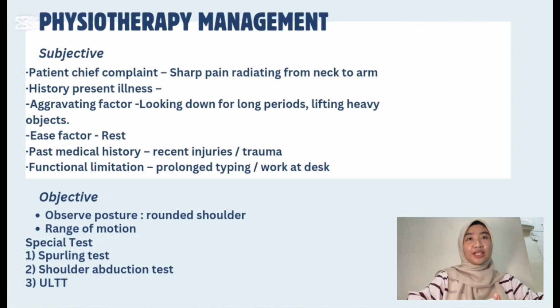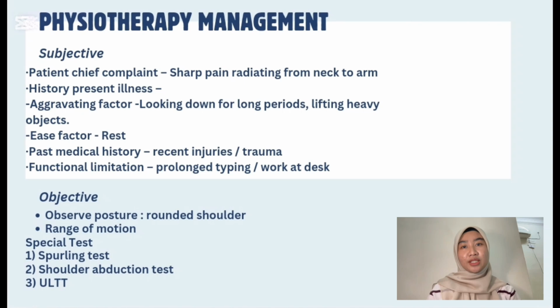Next is the objective section, where we document the findings from the patient. For the observation, the postural assessment shows forward head and rounded shoulders, and range of motion is limited in cervical extension, side bending, and rotation on the right side. We also do special tests like the Spurling test and the upper limb tension test, which were positive, confirming nerve involvement.